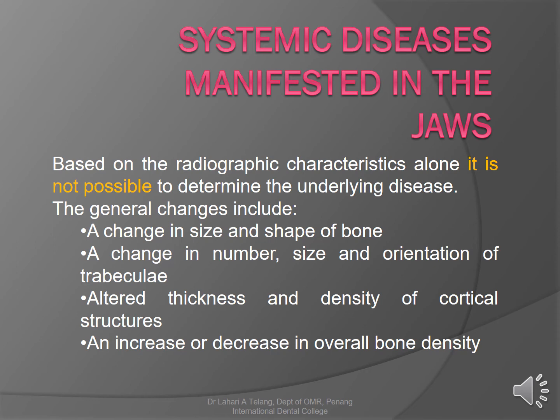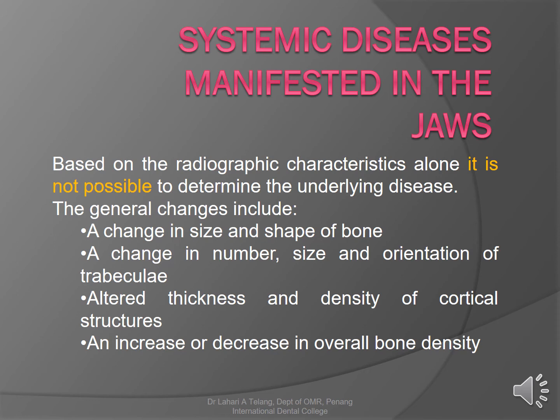Now I'm moving on to systemic diseases which manifest in the jaws. When we're talking about systemic diseases, it's a whole huge spectrum of diseases. You could literally talk about the entire worldly possible diseases which fall into this spectrum. But there's something very important that you need to remember. Based on the radiographic characteristics alone, it is very, very difficult to determine the underlying disease. So the radiograph only acts as an adjunct.